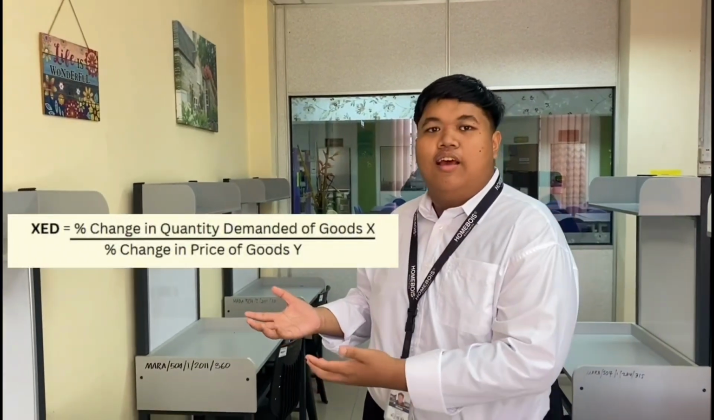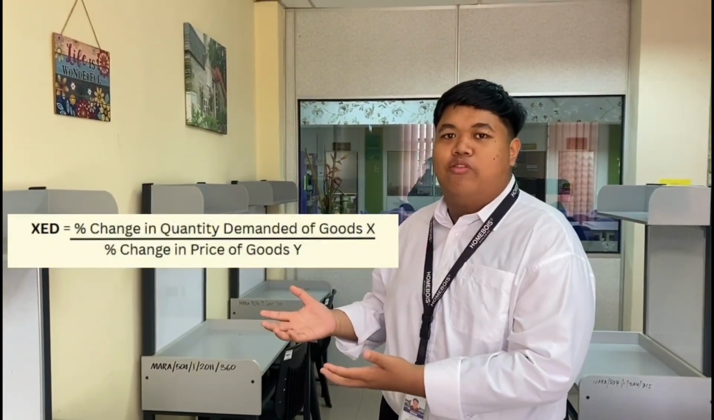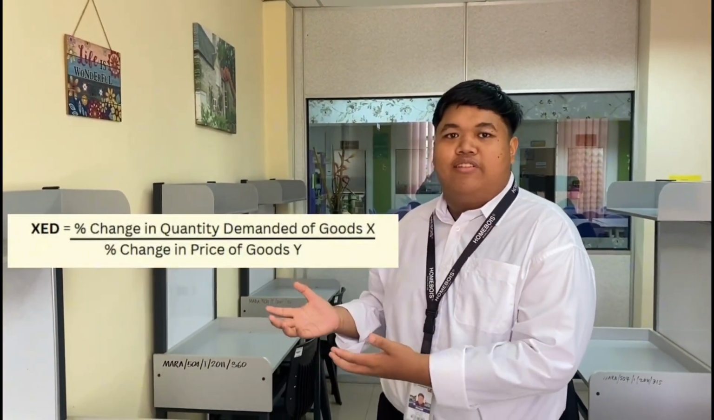Now, let's move on to calculation for question A. We are calculating the cross elasticity of demand, EXD, which shows the responsiveness of the quantity demanded of a good when the price of another good changes. We must use this formula: percent change in quantity demanded of good X divided by percent change in price of good Y. Let's calculate the percentage change in quantity demanded of the grilled chicken burger first.